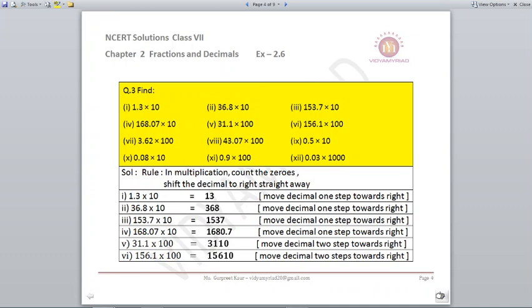156.1 multiplied by 100. So again I have to move 2 steps towards the right. But there is only one digit 1 to move, so I will put 0 in the end. 15610 is my answer.